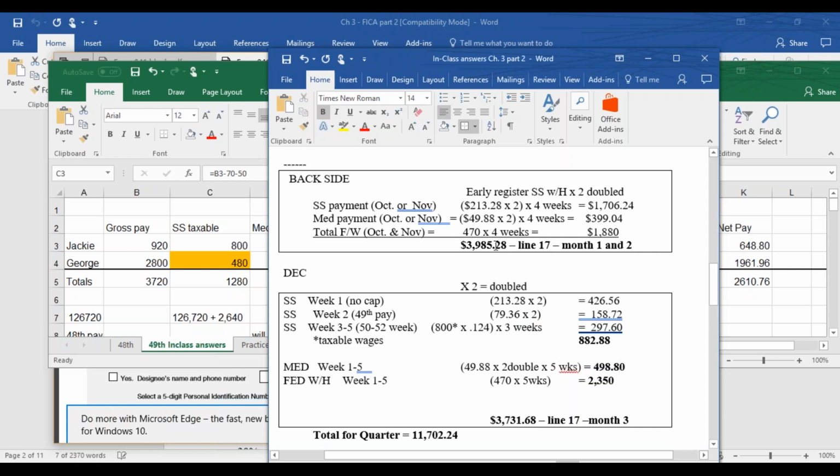Same with the federal withholdings. 470, which is what it was up here. Now we just times it by 5 weeks. So you'll see that for this third month, we can add up these 3 totals.